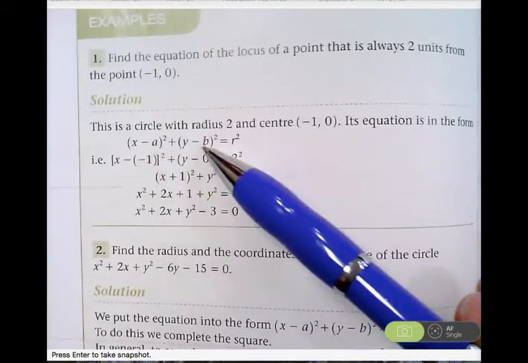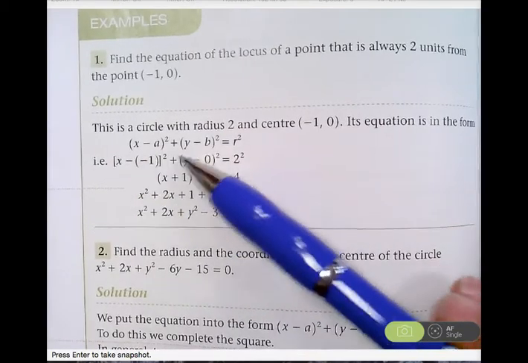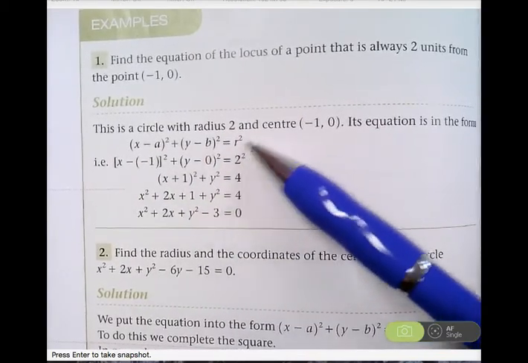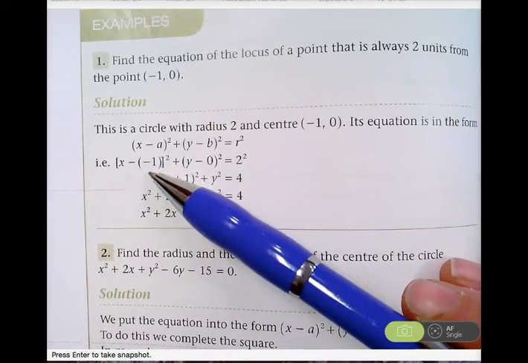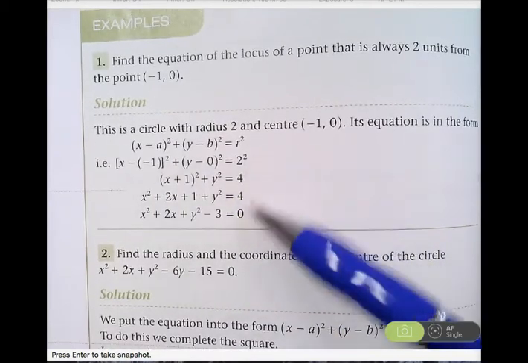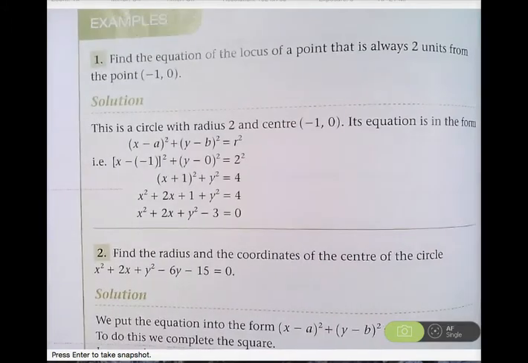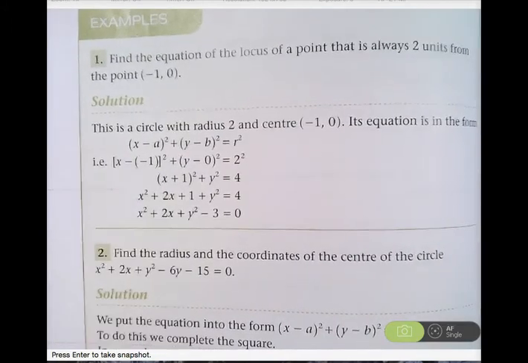Then you just write up the equation: (x − a)² + (y − b)² = r². Then you sub in your centre and your radius, and that's your answer. Don't copy it because we'll do some other examples from the book.